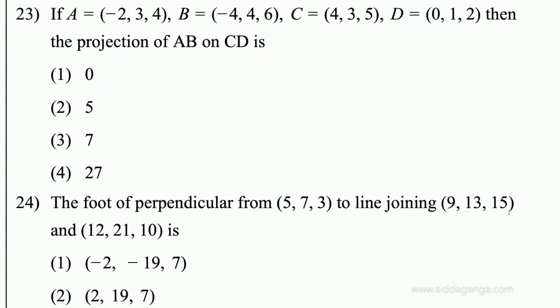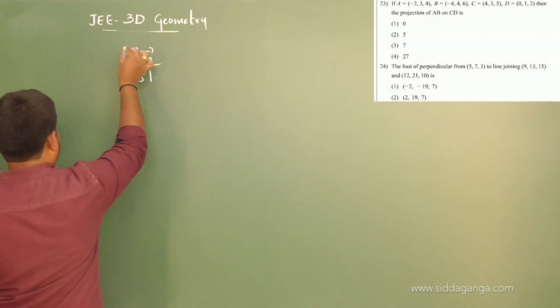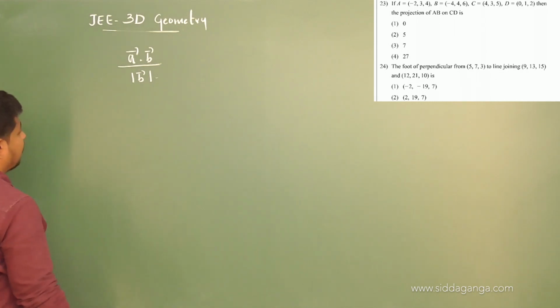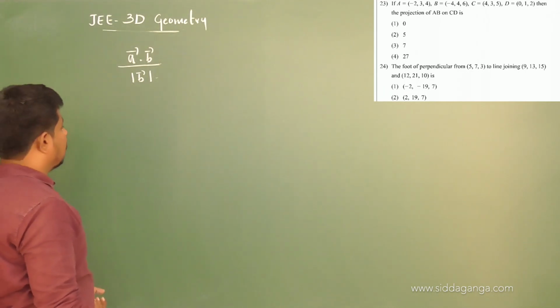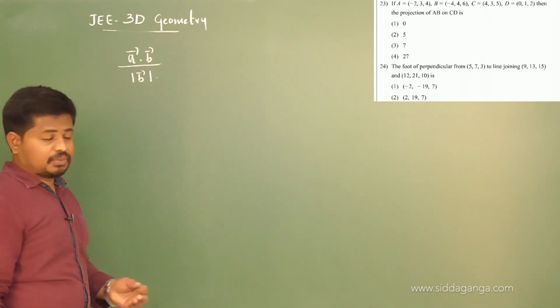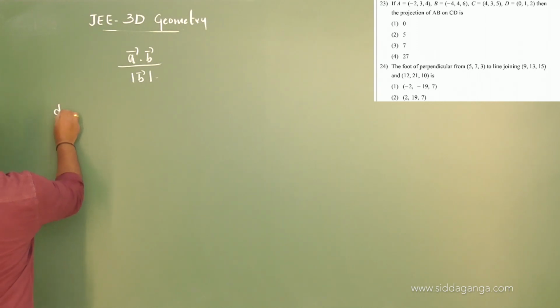This can be found using the result: the projection of vector A on B is given by A dot B divided by the magnitude of B. This gives the projection of vector A on vector B. So let's find AB and CD first, that is, the direction ratios. In this case, the components of AB become the ratios, and in the case of CD also, the components become the ratios. So the direction ratios.